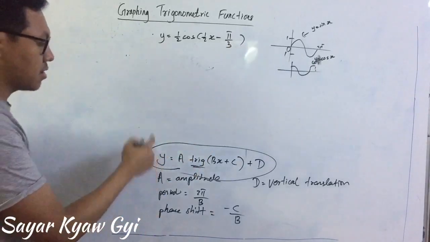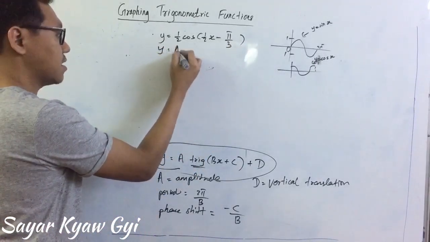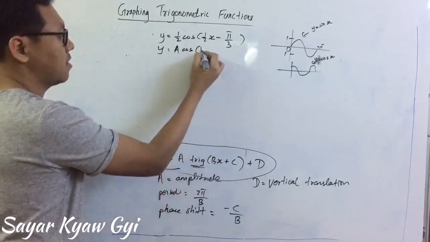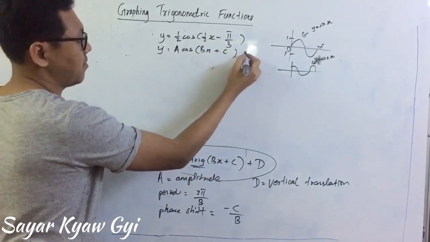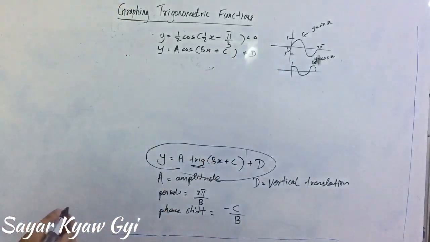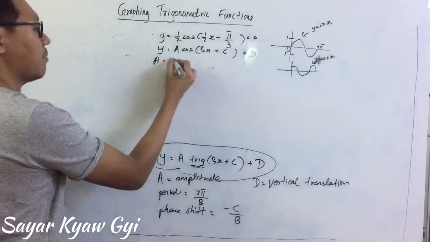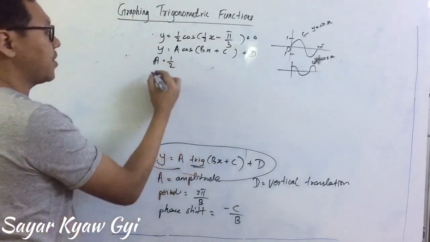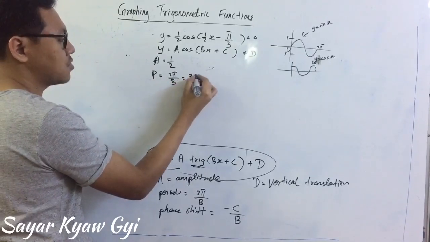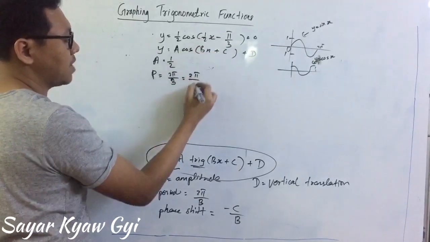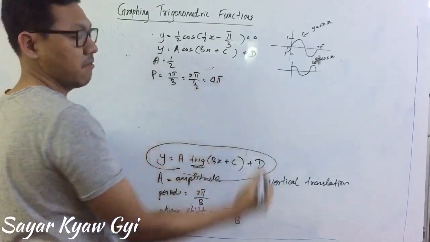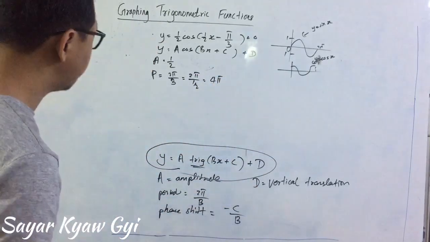Okay, now I want to compare with this formula: cosine of bx plus c, plus d. There is no vertical translation, plus 0, okay? So the amplitude is 1 by 2 in this case. And the period is 2 pi over b. So 2 pi, b is 1 by 2 here. So if you flip it, it will be 4 pi. The period is 4 pi in this case.